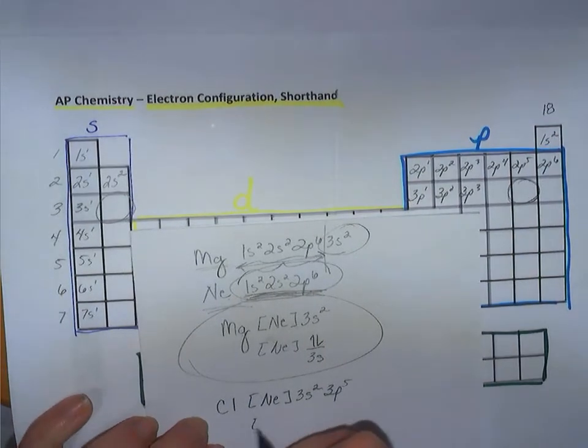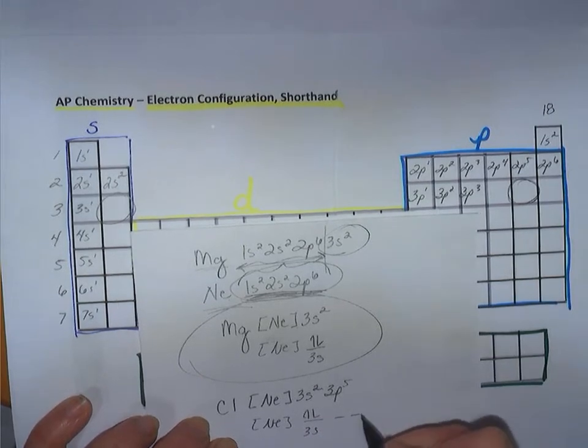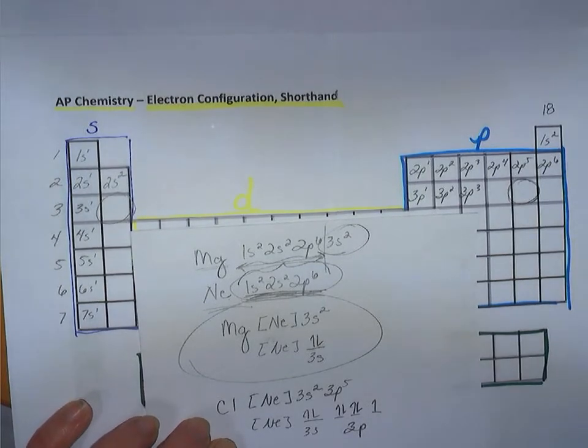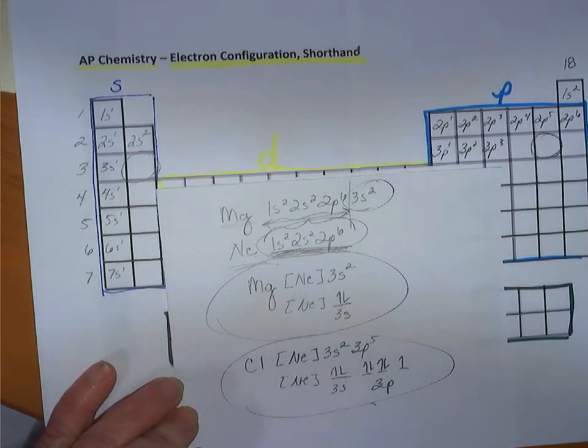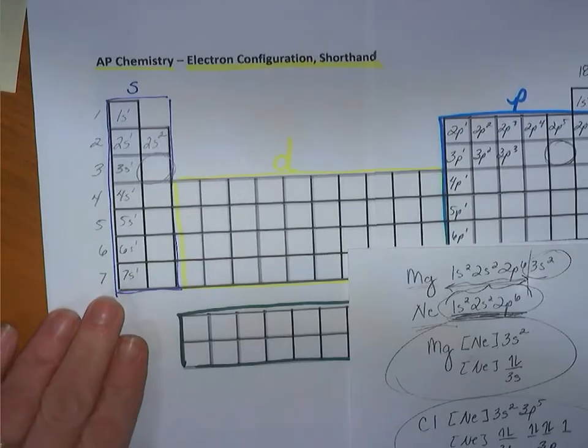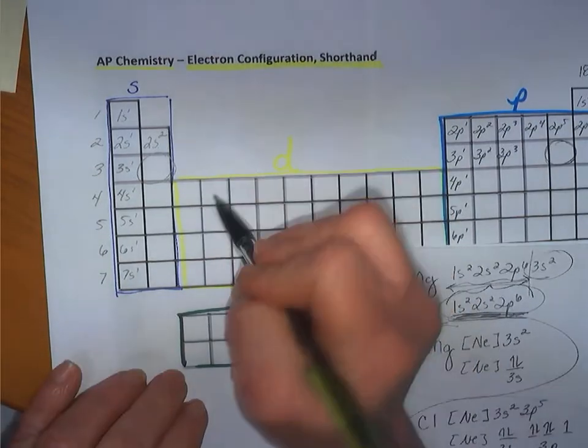And I could do orbital notation: filled, alone, alone, alone, paired, paired. Okay. All right. What if I asked for titanium?